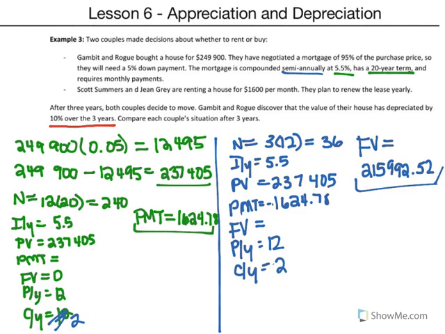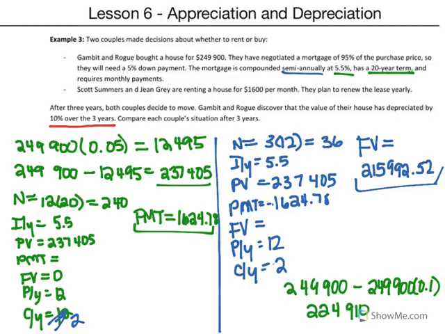Alright, now we're going to figure out what the house value is. So it's depreciated by 10%. So we take our $249,900 and we're going to subtract 10% of that. So $249,900 times 0.1. And you should get $224,910. So that is how much you can sell the house for now.